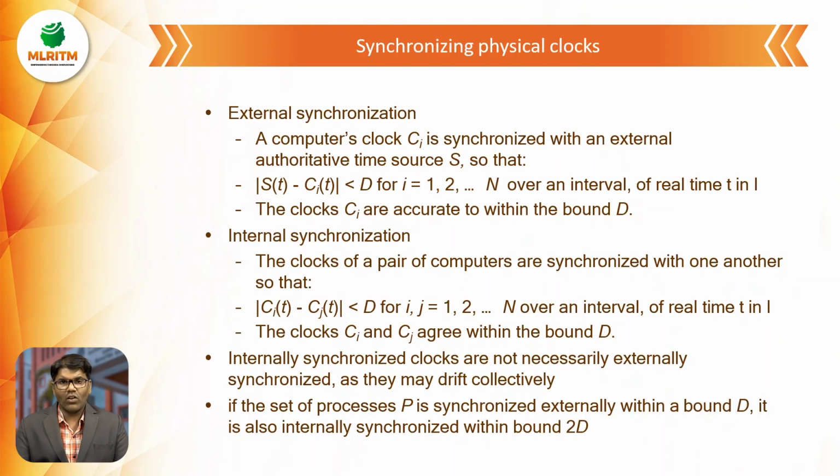In internal synchronization, the clocks of a pair of computers are synchronized with one another, that is |Ci(t) - Cj(t)| < D for all i, j = 1 to n, for real time t in I, and the clocks Ci and Cj agree within the bound D. So that is why |Ci(t) - Cj(t)| < D for all i, j = 1 to n.